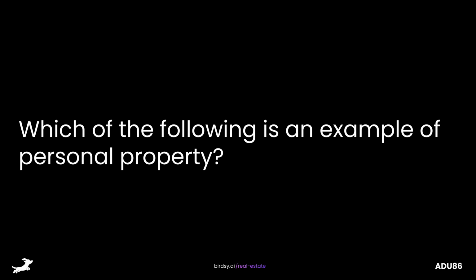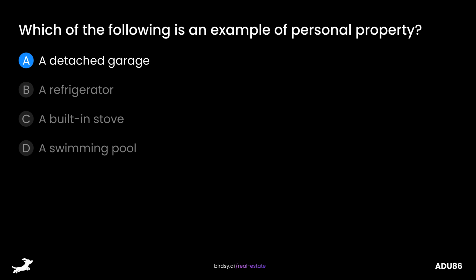Types of property. Which of the following is an example of personal property? Is it A, a detached garage, B, a refrigerator, C, a built-in stove, or D, a swimming pool? The answer is B, a refrigerator.